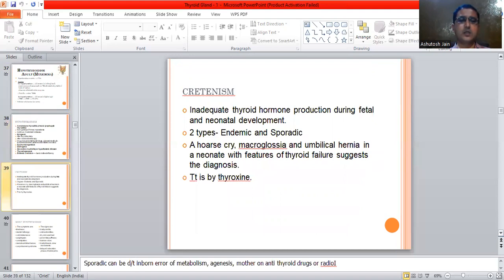Cretinism: inadequate thyroid hormone production during fetal and neonatal development. Two types, endemic and sporadic. A hoarse cry, macroglossia, umbilical hernia in a neonate with features of thyroid failure suggest the diagnosis.